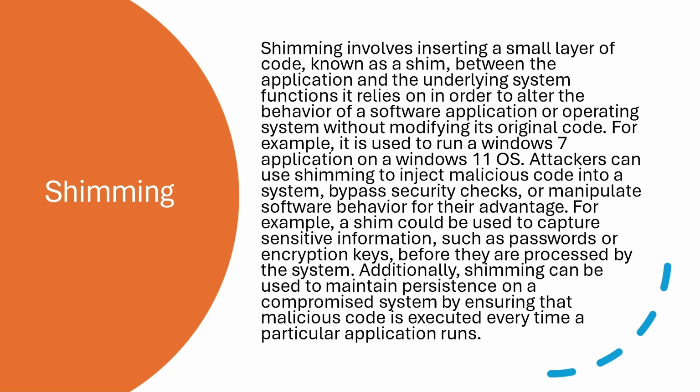Attackers use shimming to inject malicious code into a system, bypass security checks, or manipulate software behavior for their advantage. For example, a shim could be used to capture sensitive information such as passwords or encryption keys before they are processed by the system. Additionally, shimming can be used to maintain persistence on a compromised system by ensuring that the malicious code is executed every time a particular application runs.